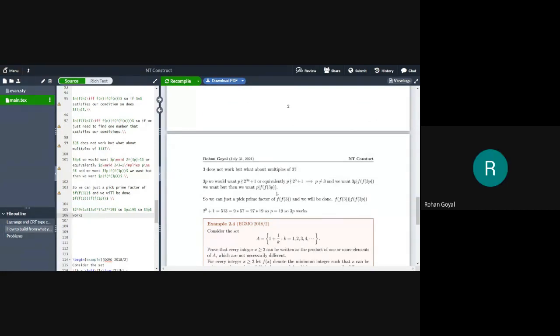Why did you write that we can just pick a prime factor of f of 3? We wanted 3p to work, and we wanted p to divide f of 3p, but f of 3 divides f of 3p. Yes. Okay, cool.